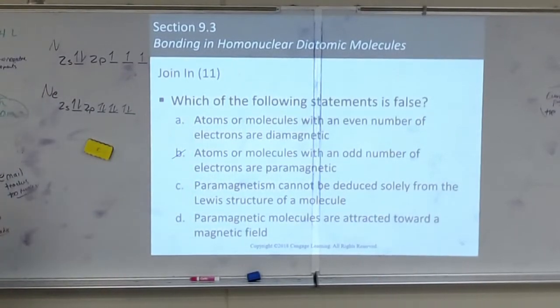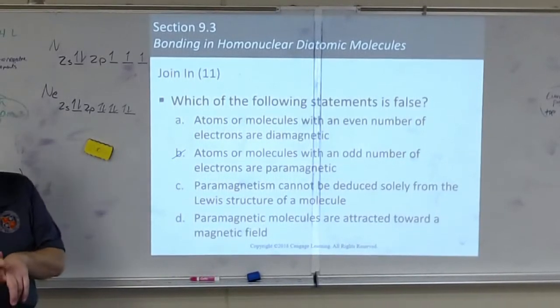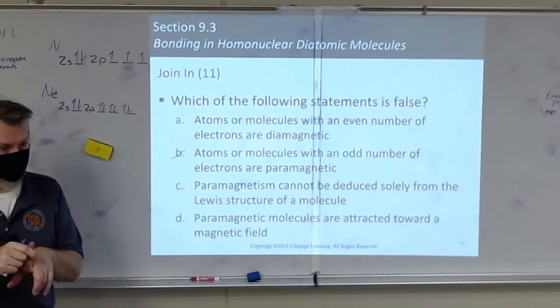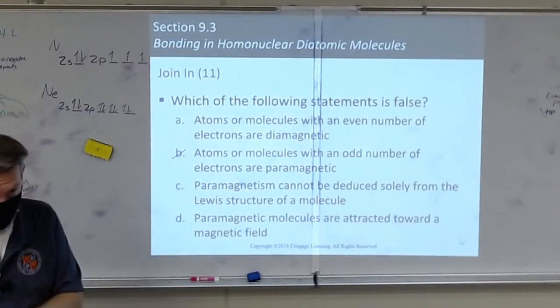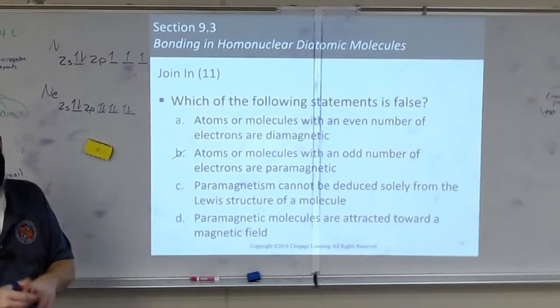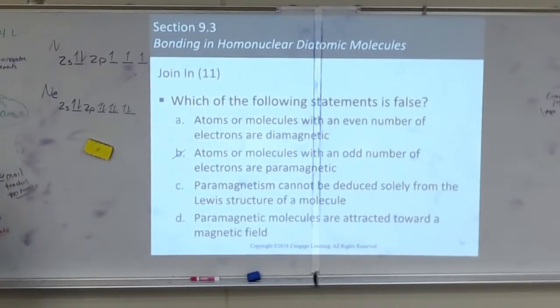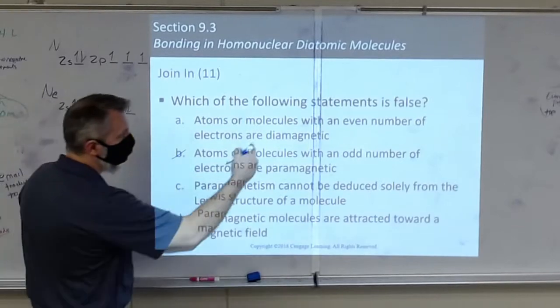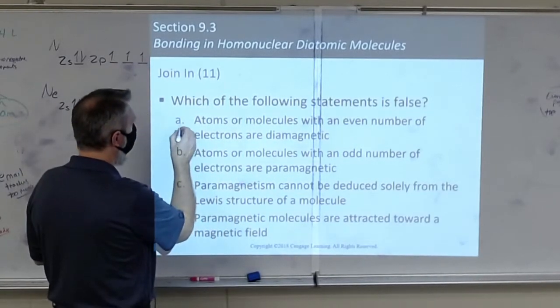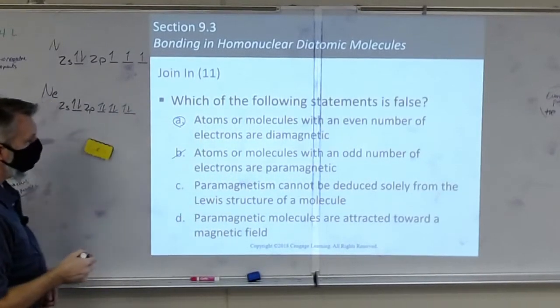How is the first one not true? Oxygen. Because not every single one. We just did oxygen. Oxygen has 12, and it's paramagnetic. And nitrogen has 10, and it's diamagnetic. So as an absolute statement, this is going to be false, right? But anyway, let's keep going.